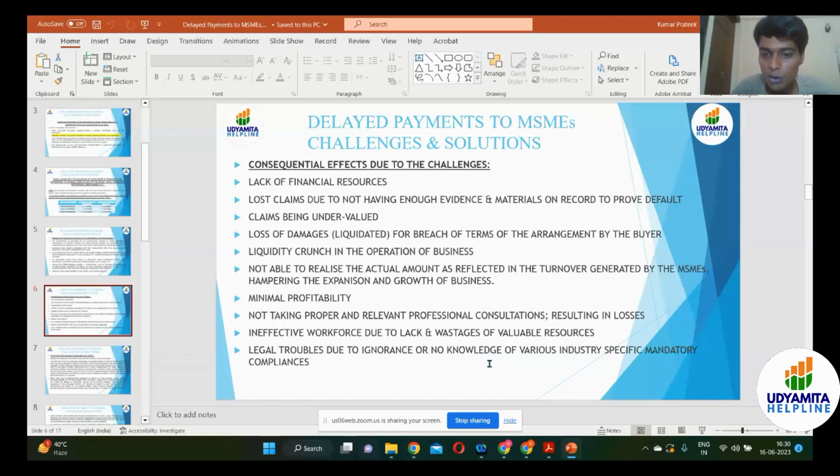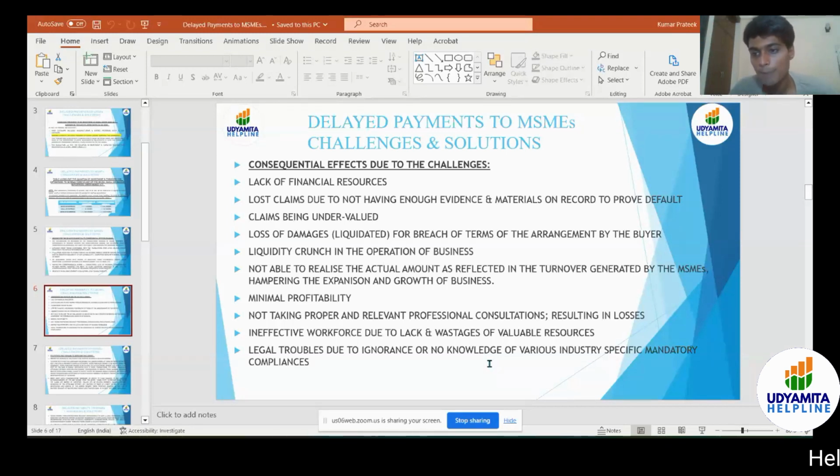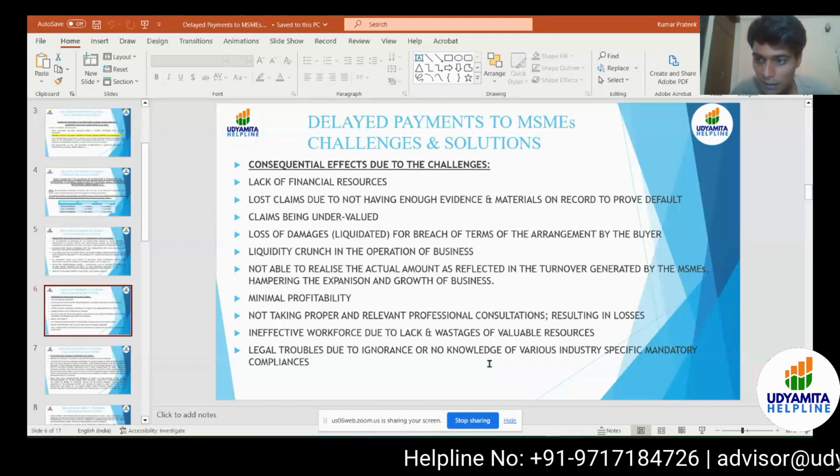Legal troubles due to ignorance or no knowledge of various industry specific mandatory compliances. A lot of times I've seen many enterprises doing business in a specific industry area without knowing the specific mandatory compliances of that industry area. So I've seen spices production units not complying with the FSSAI guidelines, or other food manufacturing units ignoring the FSSAI compliances, which results in a lot of legal troubles at a later stage, right?